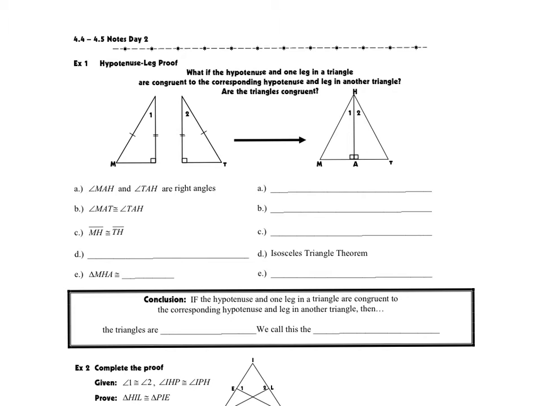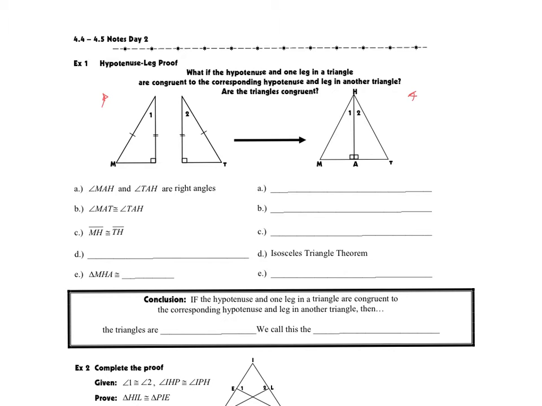And so if we look at our proof here, or if we look at our figure that's given here, we can see that in our first figure we have the triangles separated, and then in our second figure we have the triangles together, and that's going to be helpful as we go to do our steps of our proof here.